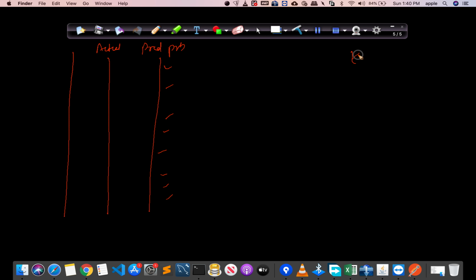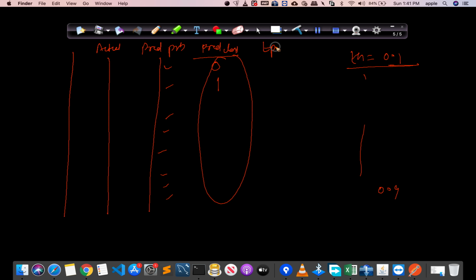Now we have to select a threshold. We will start from 0.1 and go till 0.9, and for every threshold we will get a predicted class. How to get the predicted class? If the probability is less than the threshold, we will give it a class of 0. If the probability is greater than the threshold, we will give a class of 1. Once for this particular threshold we get all the predicted labels, then we will calculate the true positive rate and false positive rate.